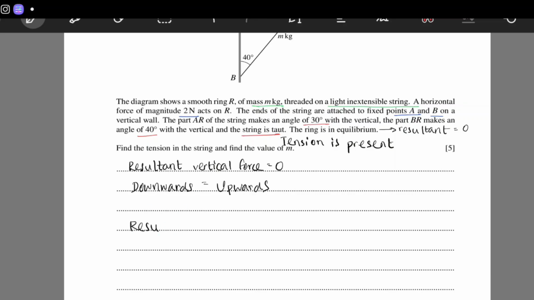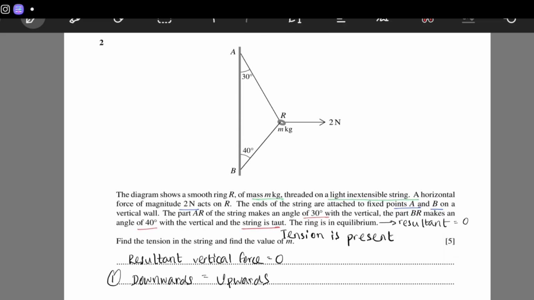Similarly, the resultant horizontal force is 0. So that means the force towards the left is equal to the force towards the right. This means if I can form two equations regarding the vertical and horizontal, I will be able to solve this question. So since tension is present, I need to determine the direction of tension in the strings. We can think that R, the ring, is acting as a pivot, and the string is divided into two parts as already stated. And I can also draw a line to represent the weight of the ring, which is 10m.